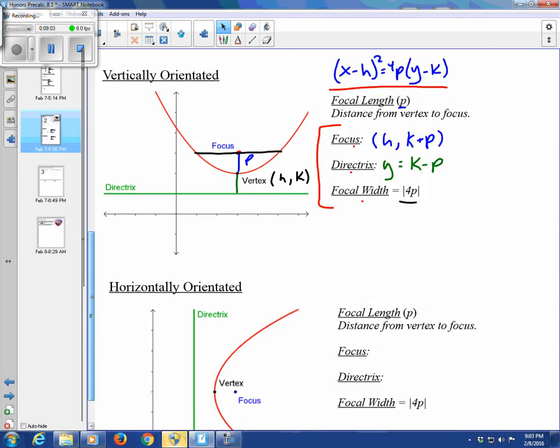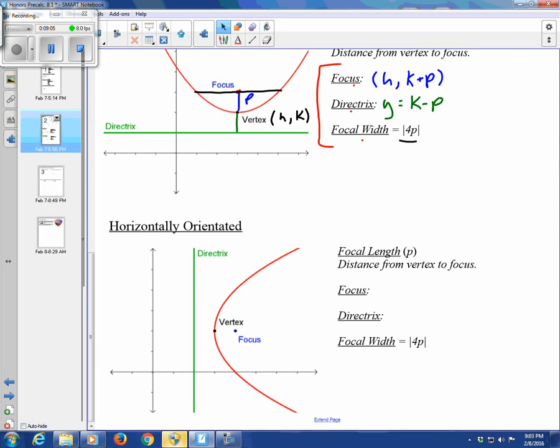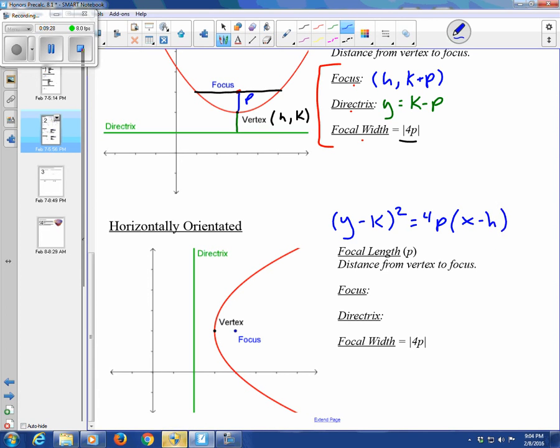If we've got a horizontally orientated parabola with a vertex at (h, k), we're going to be able to define the equation for this parabola as a conic section on the xy axis as (y - k)² = 4p(x - h). And from here, we can say that the focal length, still the length p, is still going to be the distance from the vertex to the focus.